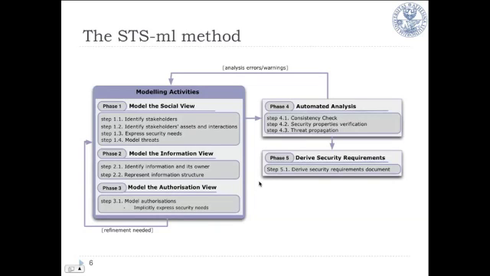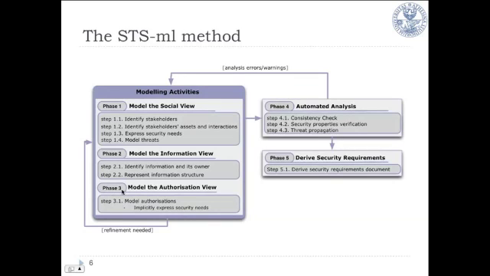On the second phase, we model the second view that is supported by the language, the information view, in which we identify the information content of what is contained in stakeholders' assets, their documents mainly, and who are the owners of this information. This is important because basically the owners are the ones who are concerned with what happens to their information. And this view also helps us represent the information structure, so what information is contained in what document, but we'll see that in a while.